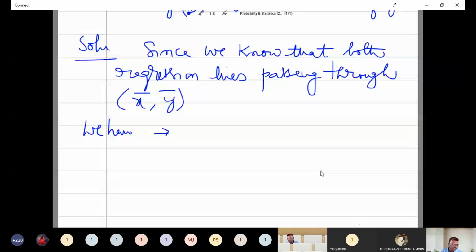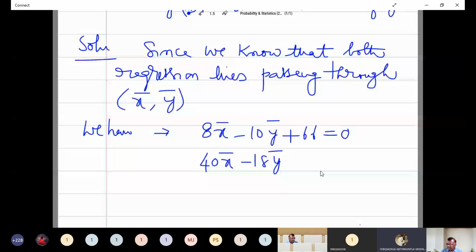Now tell me the equations, anyone? 8x bar minus 10y bar plus 66 is equal to 0. And what is the second equation? 40x bar minus 18y bar is equal to 214, or we have to take this one on the left hand side: 40x bar minus 18y bar minus 214 is equal to 0. Now we have to solve.